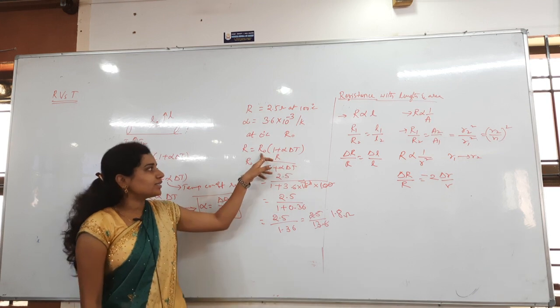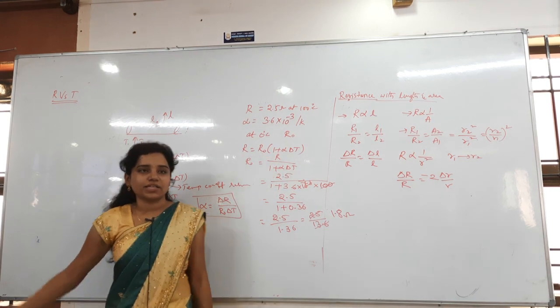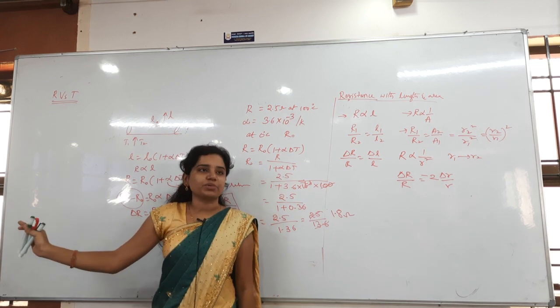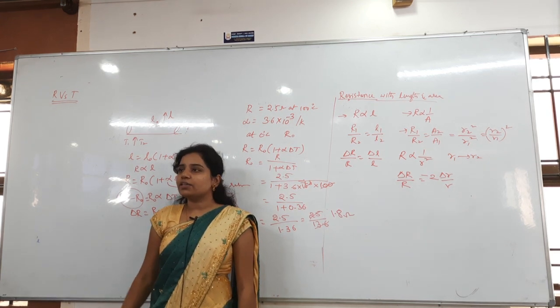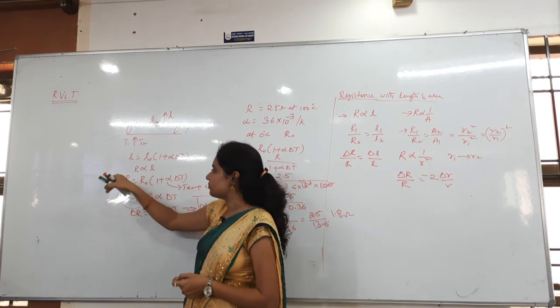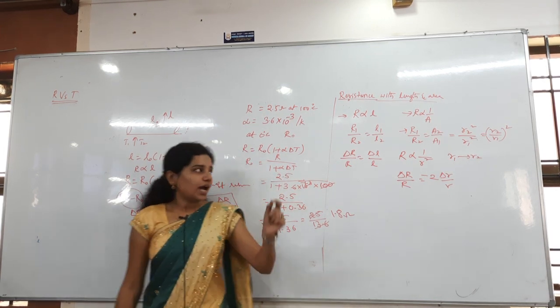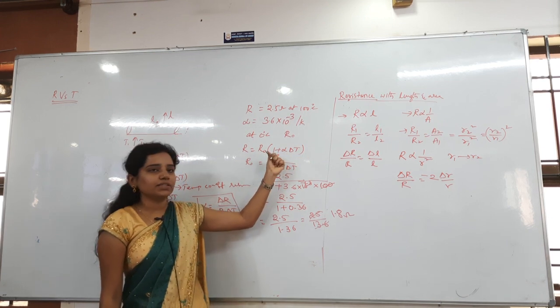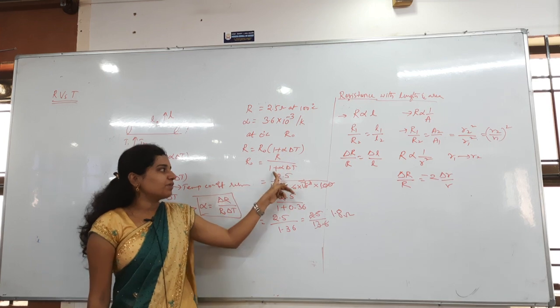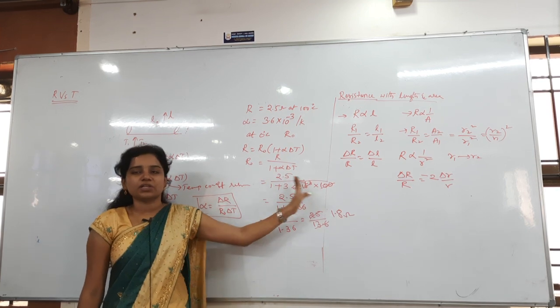R0 is nothing but the resistance at 0 degrees Celsius. I just mentioned it while explaining. R0 is the resistance at the initial temperature, 0 degrees Celsius, and finally at temperature T, the resistance is R. So R is R0 into (1 plus alpha delta T). From that I have to find out the R0 value. R0 equals R by (1 plus alpha delta T). I have just substituted everything.